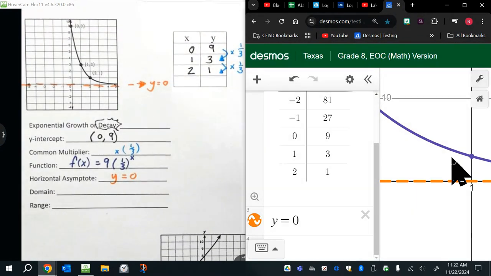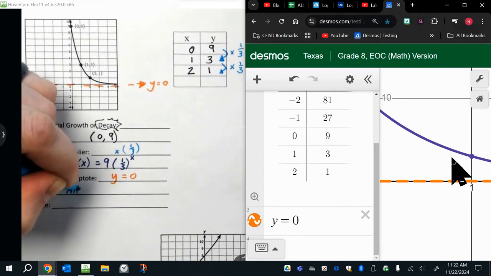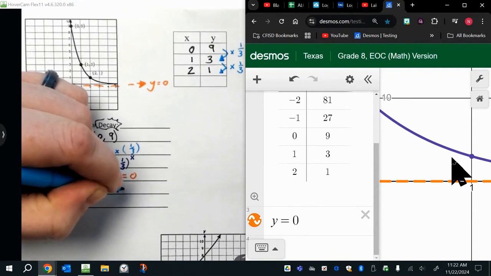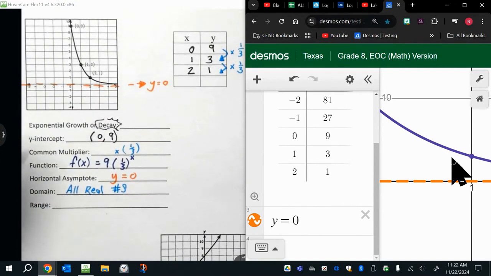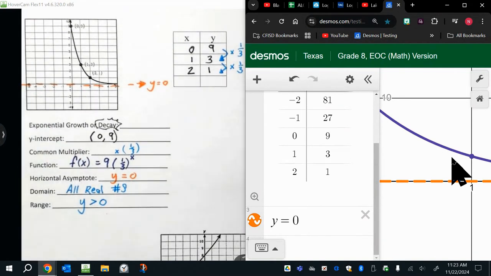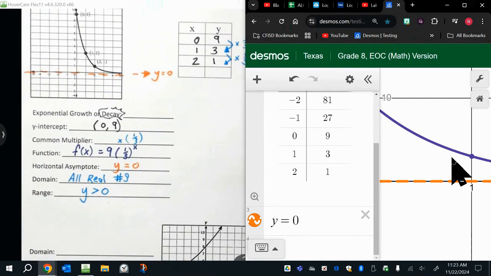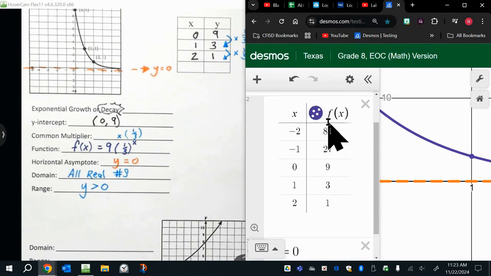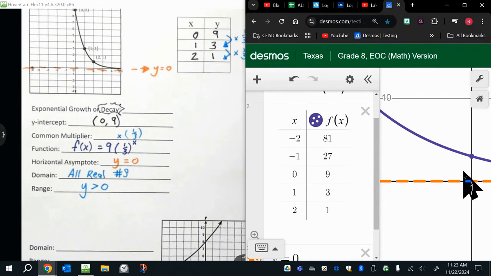And my domain is going to go left and right forever. And my range is strictly all the values that are greater than 0. So greater than 0, not equal to, because of the asymptote. It never touches 0. None of these y values will ever be 0. All of them will strictly be bigger than 0.